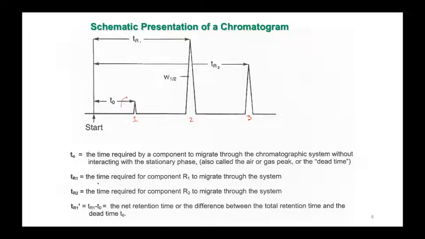Then you have the TR1, the time required for component R1 to migrate through the system. This is the TR1, from here to here. That is the time gap for the component R1 to migrate through the column. And TR2, the time required for component R2 to migrate through the system. Now TR1 prime is equal to TR1 minus T0. So if you subtract from here to here, this is the part we are getting. TR1 minus T0 is the net retention time, the difference between the total retention time and the dead time T0. So we call T0 also the dead time.